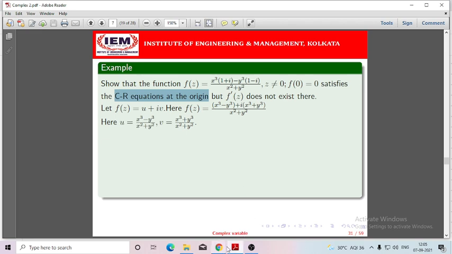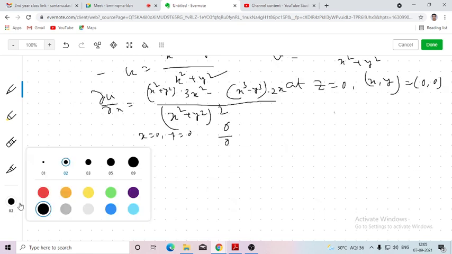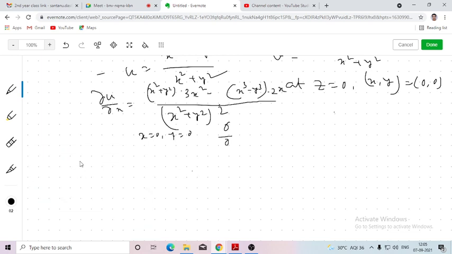Okay. Clear? Is that clear or not? Because it is satisfying the Cauchy-Riemann equation at origin, you need to show that del u del x equals to del v del y and del u del y equals to minus del v del x at z equals to 0. But if you do the partial derivative directly and put x equals to 0 and y equals to 0, then you won't be able to prove that because this partial derivative will be coming in terms of 0 by 0. Is that clear or not?